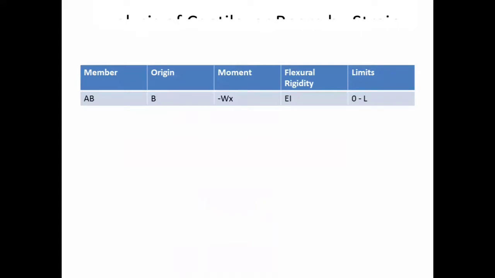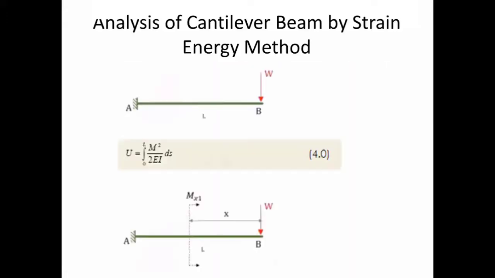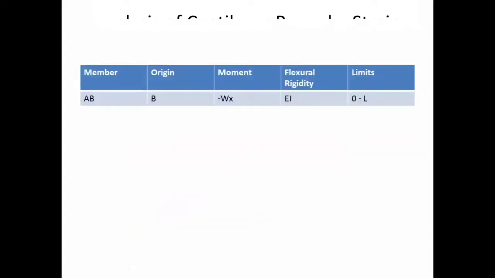Okay, if there are multiple parts of the member or multiple members, and you have to solve it using the strain energy method, this is simple for you to summarize the calculations. The main part is which is your origin and what is your movement for that particular member or part. So I have considered AB member, my origin is at B. Then my movement is minus wx as per the sign convention.